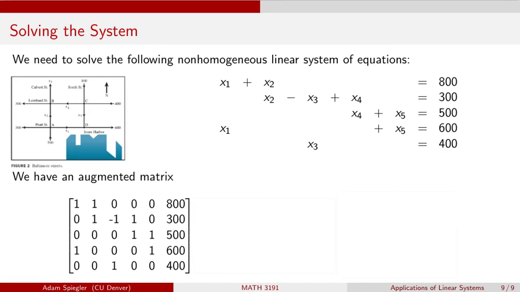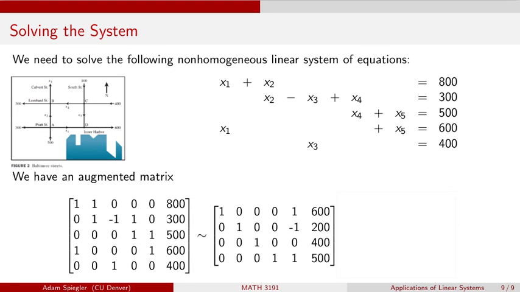And so from this system of 5 linear equations, we have an augmented matrix, which I've set up below. So the top row, 1, 1, 0, 0, 0, 800, comes from 1x1, 1x2, 0x3, 0x4, 0x5 equals 800. And the other 4 rows of the augmented matrix come from the other 4 linear equations. And so we can do elementary row operations on this matrix and do row reduction. And that results in the following reduced row echelon matrix that we see.